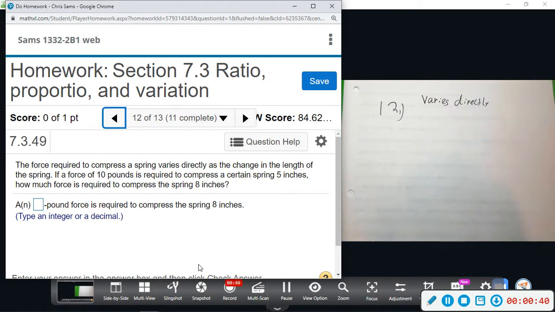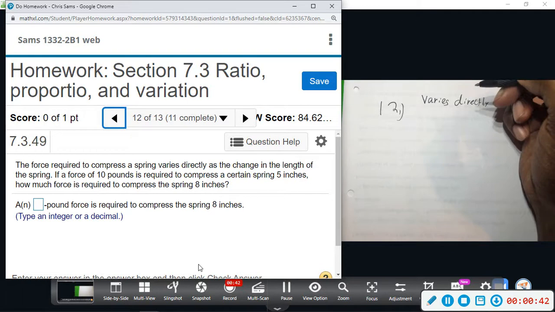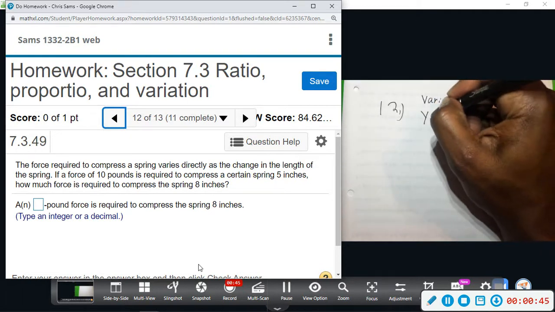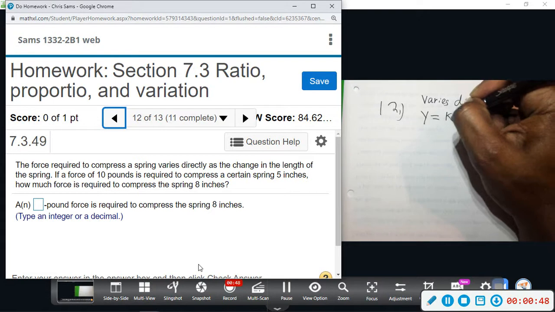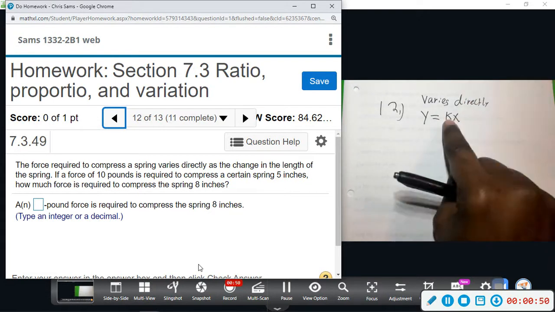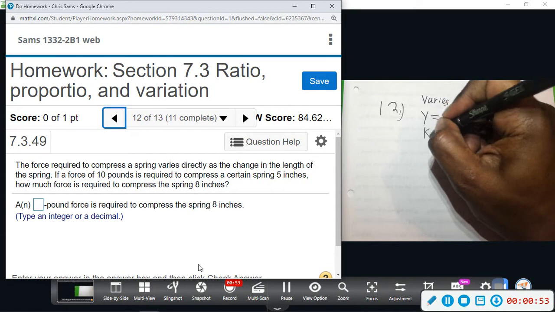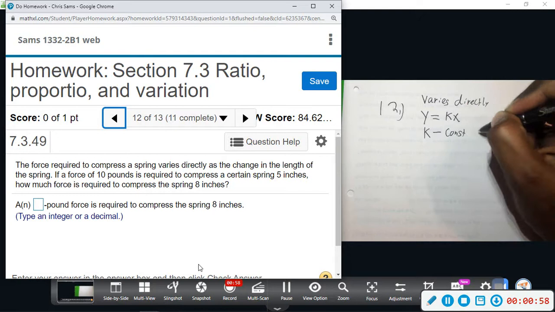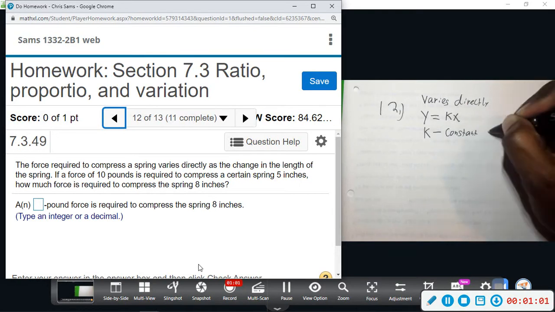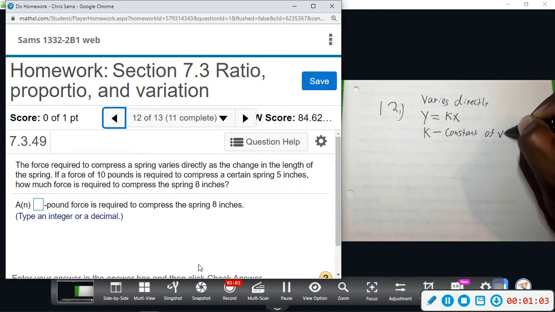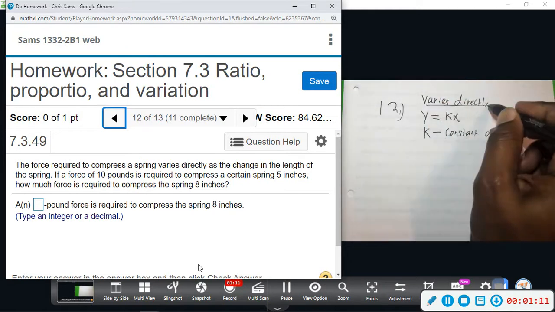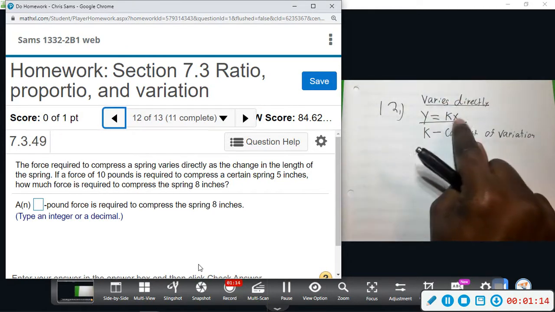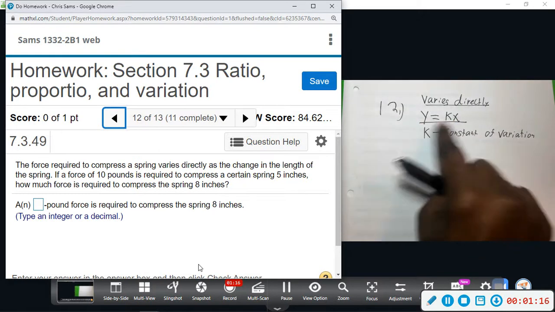okay, that tells us one very specific equation. Generally like this: y equals k times x. K is the constant of variation, which we've got to figure out. So if it says varies directly, this is the type of equation. It might not be the same variables that you use, but it will be the exact same setup.